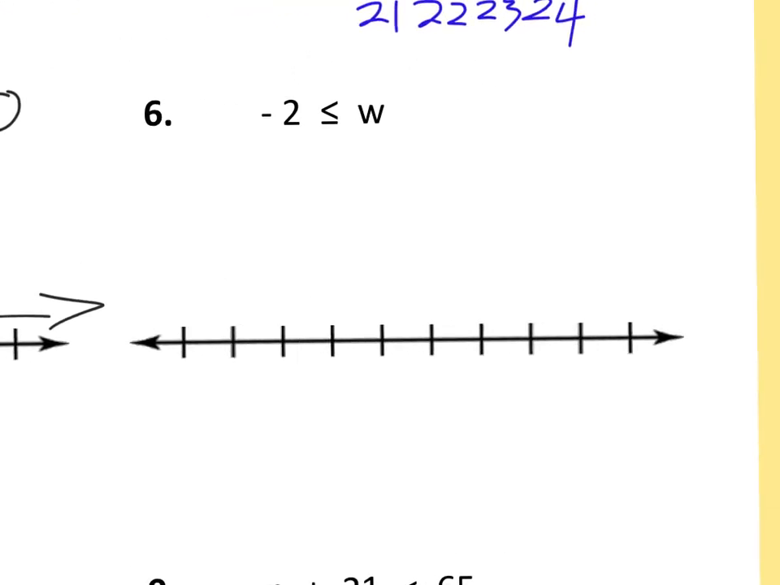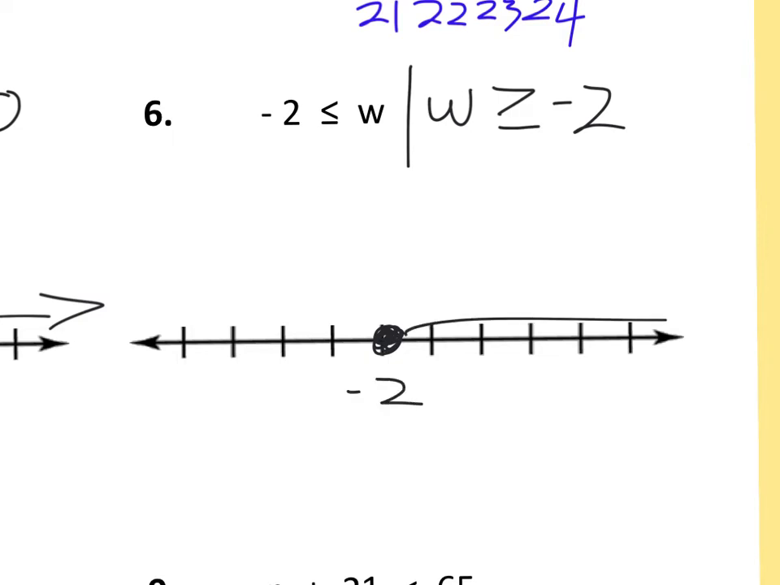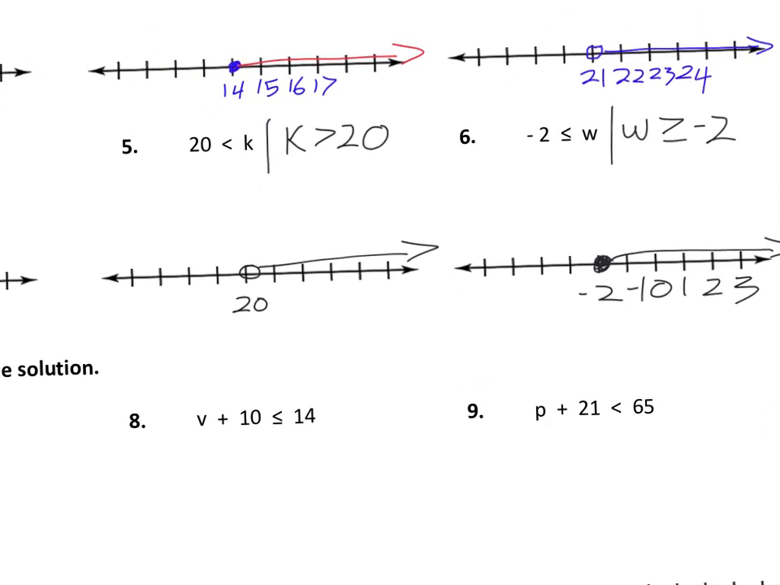All right, even with negatives it works. Here's my mirror. w is greater than or equal to -2. It's going to be an open circle, or a closed circle, I'm sorry. We're going to call that -2, and it is everything greater than -2. So there we have -2, -1, 0, 1, 2, 3, and so on and so forth. All right, pretty easy on that part.